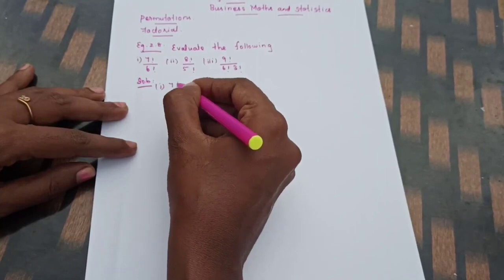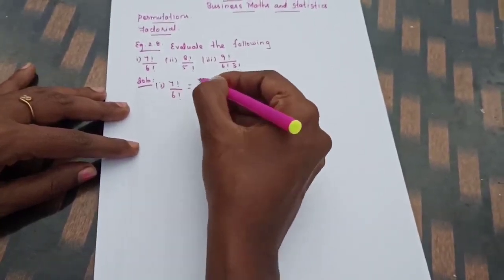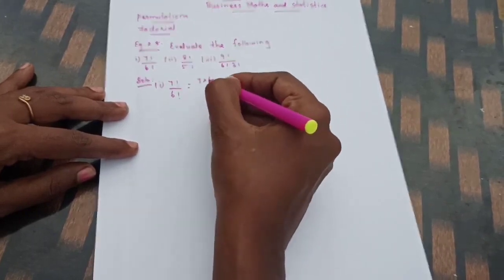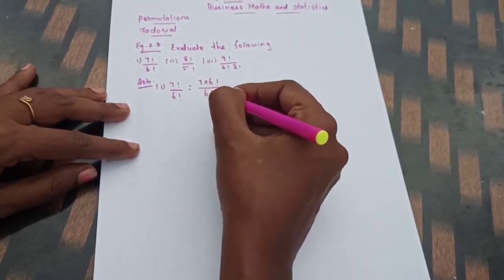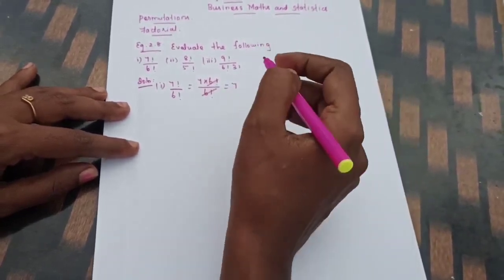First one, 7 factorial divided by 6 factorial. I said this, right? How will you write 7 factorial in the form of 6 factorial? 7 into 6 factorial divided by 6 factorial. This and this will get cancelled. The answer is 7.